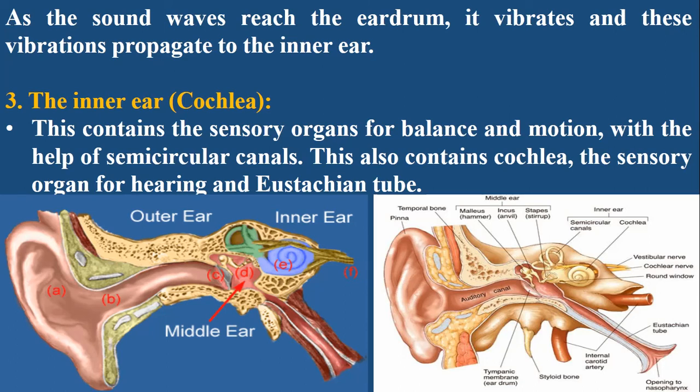Students, as you can see in the picture, the sound waves enter from the pinna and through the auditory canal go to the eardrum. Then the eardrum passes this sound wave to the middle ear, and after the amplification the middle ear passes the sound waves to the cochlea.